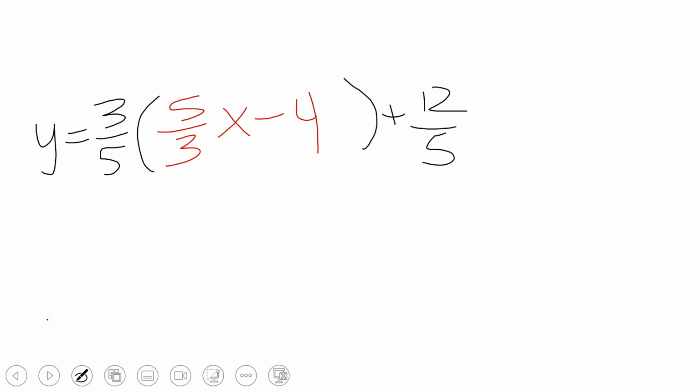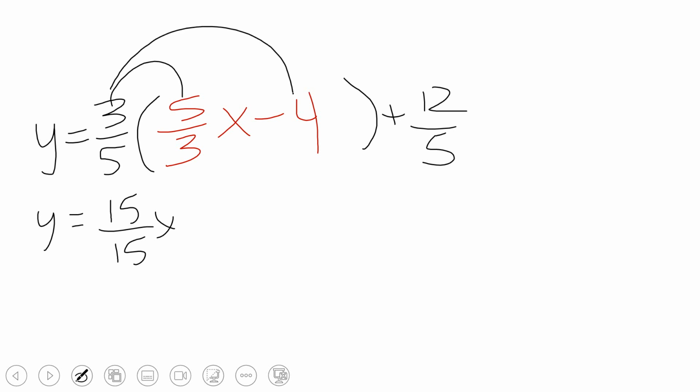What's next? What's next is we're going to distribute. So when you distribute, you multiply the top, so you multiply the bottom. So 3 times 5 is 15. 5 times 3 is 15. Now, I'm only going to multiply the 3 with the negative 4. So 3 times negative 4 is negative 12. And 5 times 1 is 5.